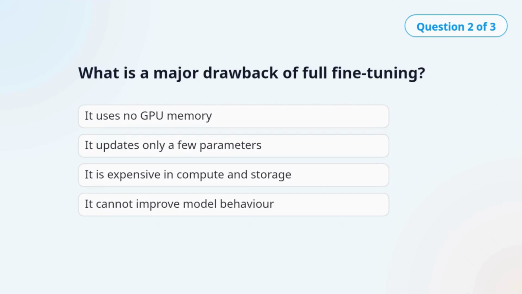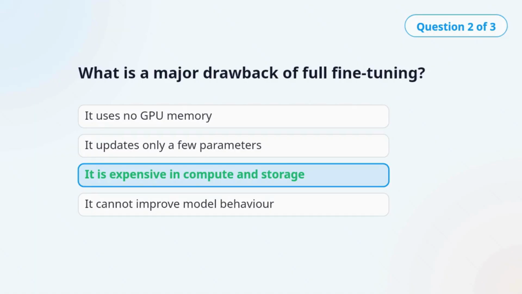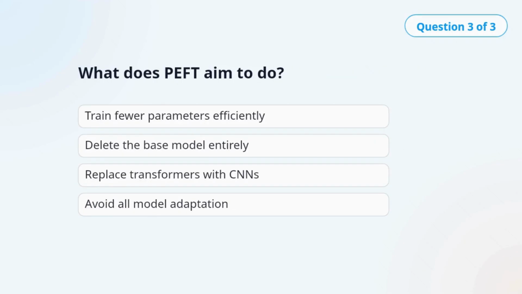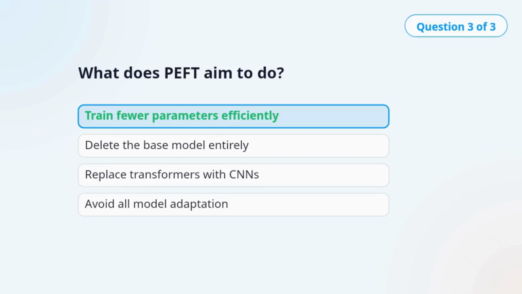Question 2. What is a major drawback of full fine-tuning? The correct answer is, it is expensive in compute and storage. Full fine-tuning updates all model weights, which can be very costly for large models. Question 3. What does PEFT aim to do? The correct answer is, train fewer parameters efficiently. PEFT methods reduce the cost of adaptation by training a much smaller set of parameters.